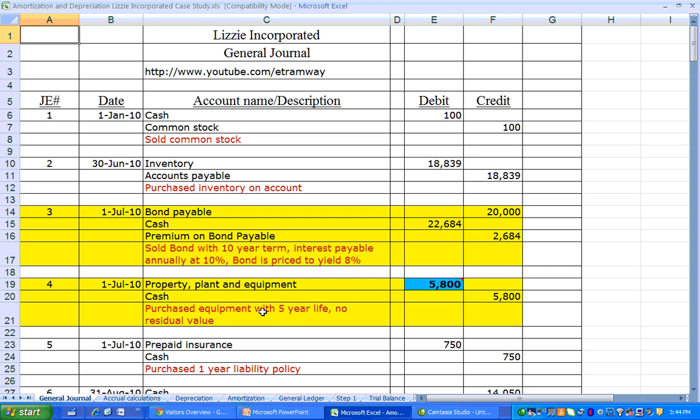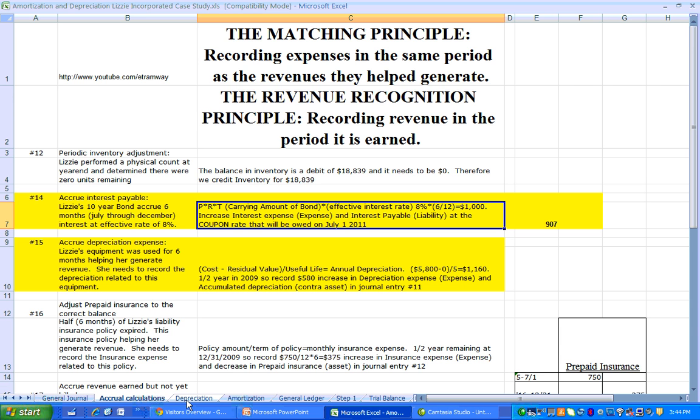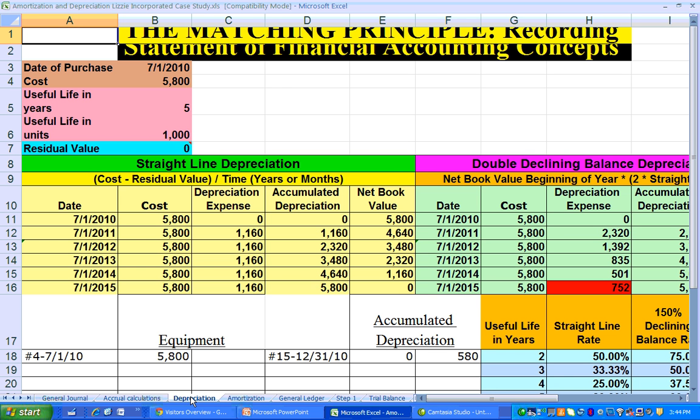So we're going to be working with two tabs in the spreadsheet, the depreciation tab and the accrual calculations tab. So let's first take a look at the depreciation tab. Let's take a look at the date of purchase. That's July 1st. There's the cost of the asset, useful life of 5 years. Here's a useful life in units, which is another kind of depreciation that we can do, and residual value.